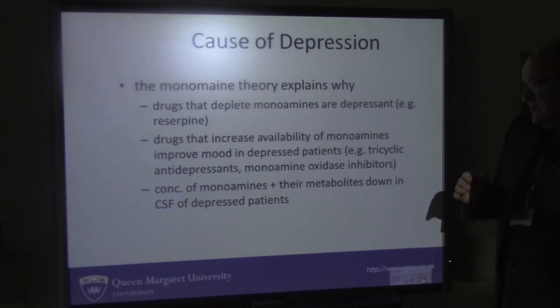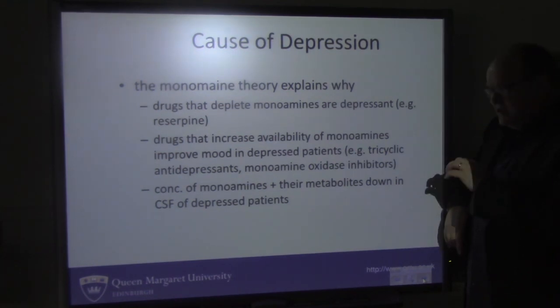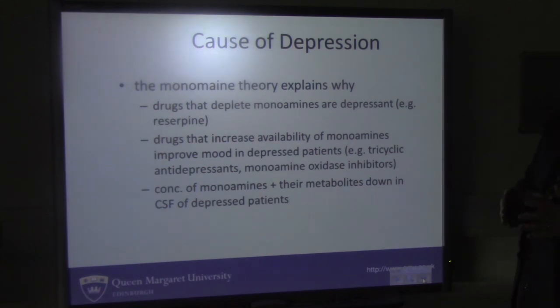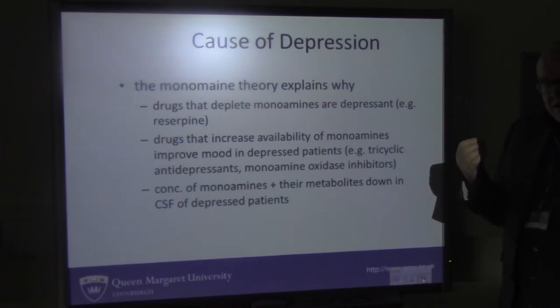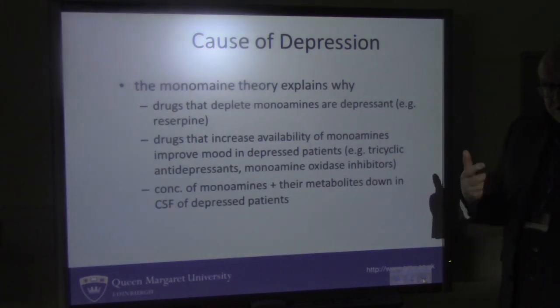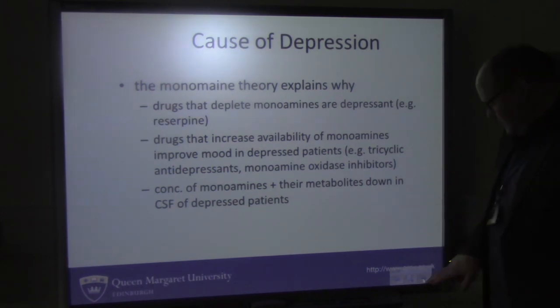And then when you take cerebrospinal fluid samples through a spinal tap, so a CSF sample from a depressed patient, you find that the monoamine levels in the sample and the metabolites of the monoamines are at a much lower concentration. So that would suggest that if there's less of those molecules found in the cerebrospinal fluid, that indicates that there will be a lower concentration of them within the central nervous system. And that seems to back up the theory.